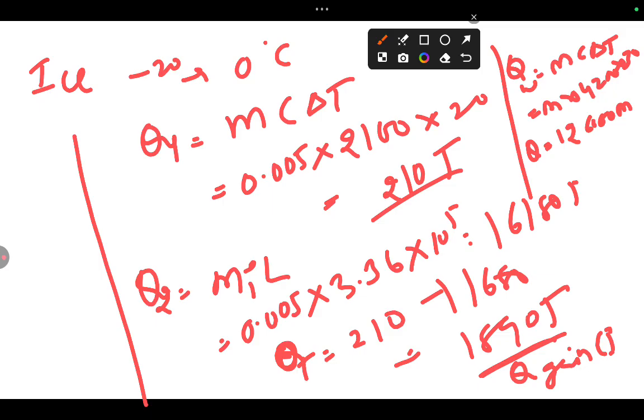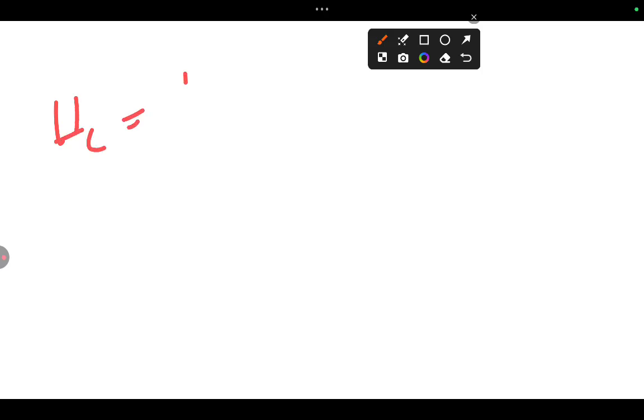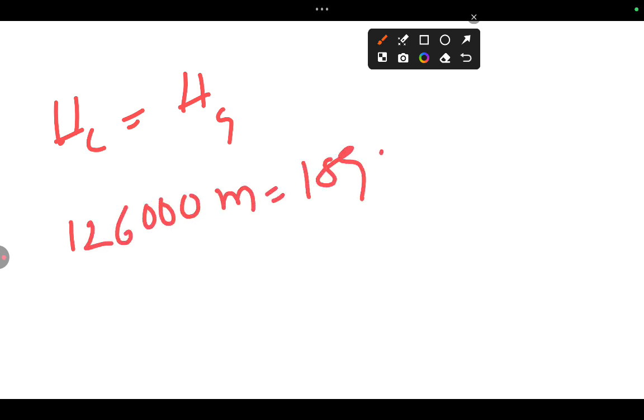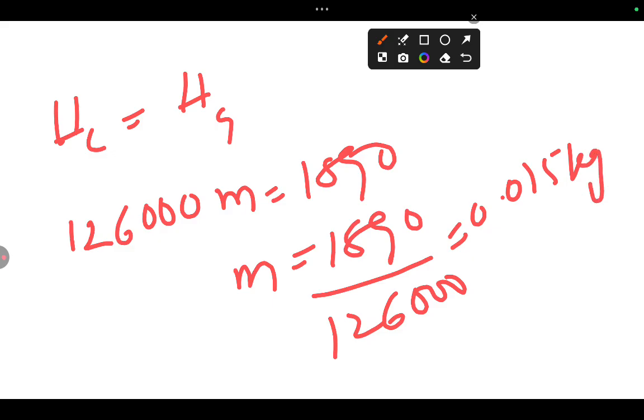Now the condition is that heat lost by the hot object is equal to heat gained. So heat lost is 126,000 times mass, which equals 1890. M equals 1890 divided by 126,000, which finally is 0.015 kg. So your answer for this question is option C.